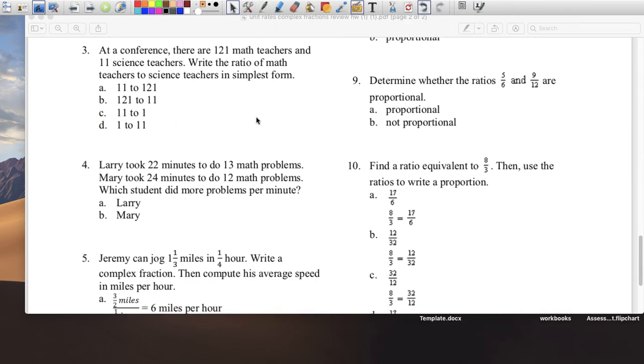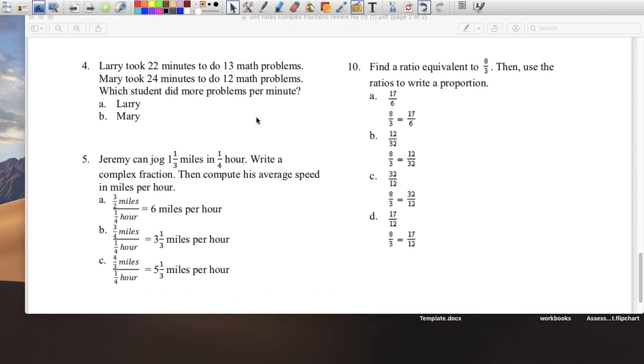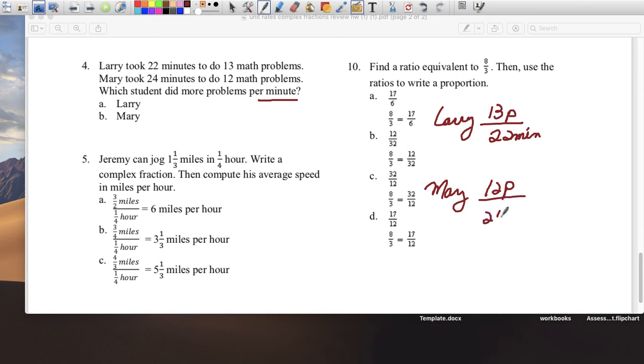4. Larry took 22 minutes to do 13 problems. Well, let's do Larry over here. So Larry took 22 minutes. Which student did more per minute? So minutes is going to go at the bottom, okay? So Larry did 13 problems in 22 minutes. The other one, Mary, she did 12 math problems in 24 minutes. So who did more problems per minute?